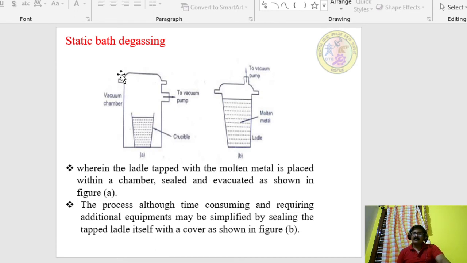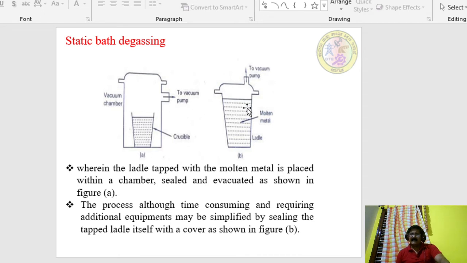Now, one of the most popular methods of vacuum degassing is the static bath degassing process. See here, you can see the crucible, right? And this is the vacuum chamber, which has been connected to a vacuum pump. The ladle with the molten metal has been placed within a chamber, sealed with an evacuated lid, filled with a vacuum, as in figure A.